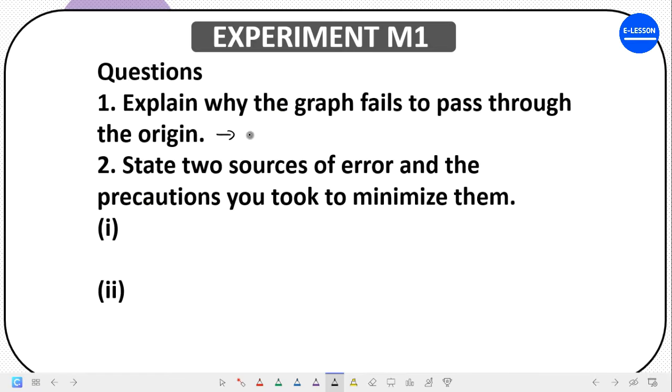Now, the reason why the graph fails to pass through the origin is because of what? Experimental errors. The graph refused to pass through the origin because of what? Experimental error. Do you know why? Because the graph is normally supposed to pass through the origin, but since it didn't pass, because of what? Experimental errors. Are you getting it now?